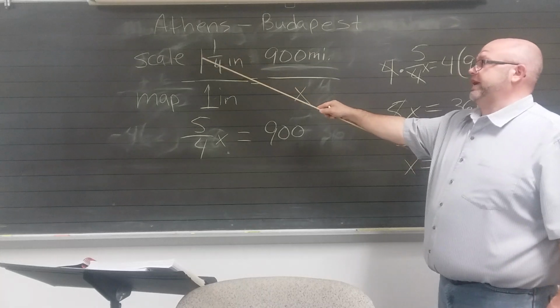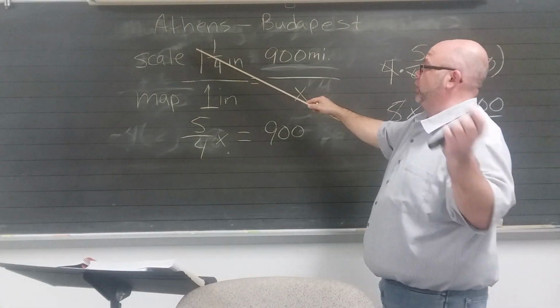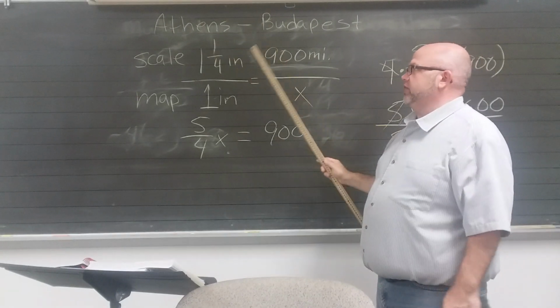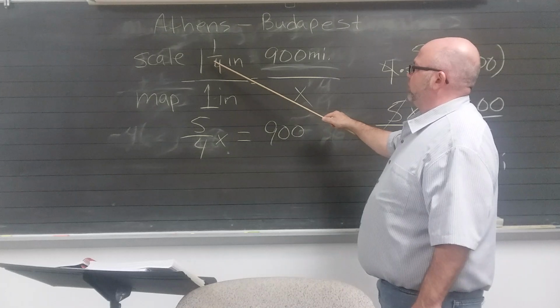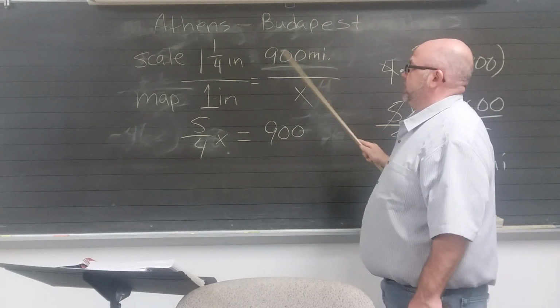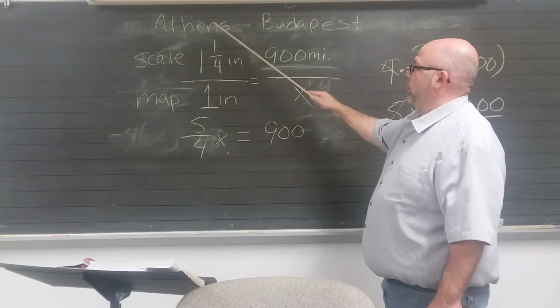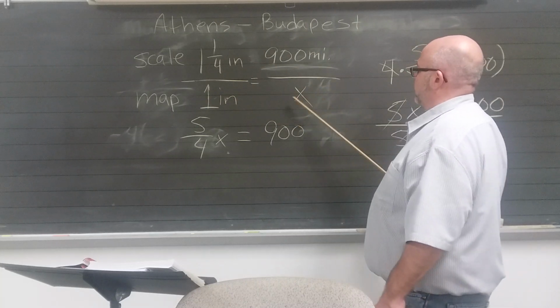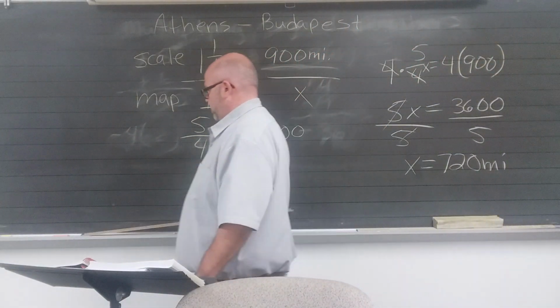So you get your scale on every map that you use. Today's map will be this scale on lesson 144. Check out the scale on whatever map you use. So your scale, 1 1/4 inch equals 900. Then you take the number of inches from one place to the other, and your missing number goes over here. 720 miles would be your answer for that.